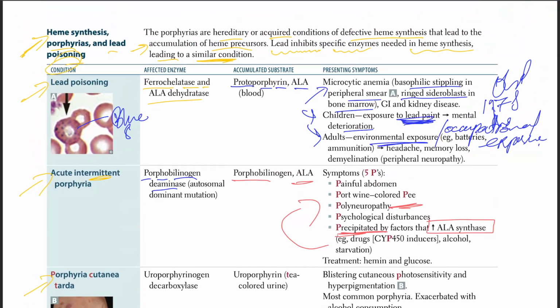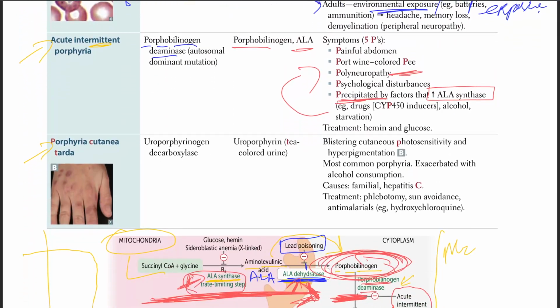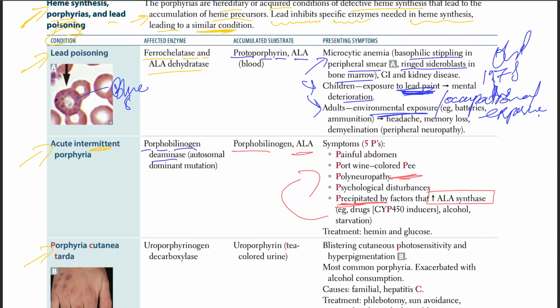So what are those things that would cause it? Well, they are the CYP inducers, all the inducers. You have alcohol, and you have starvation. Okay? So you must avoid P450 inducers and starvation, so that you don't precipitate any of this. Okay, and this all presents acutely.